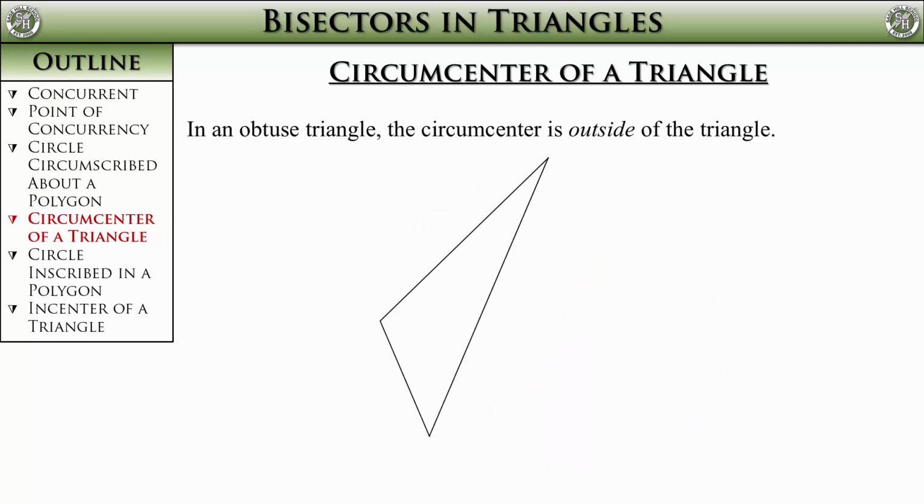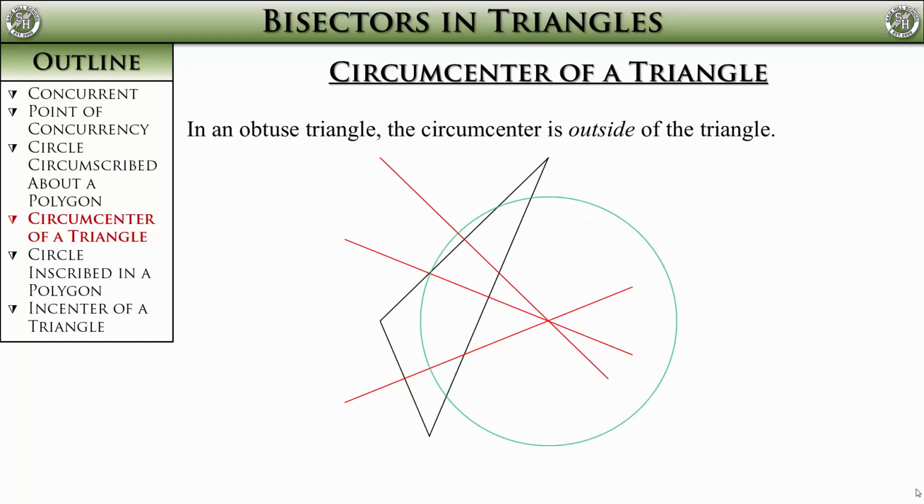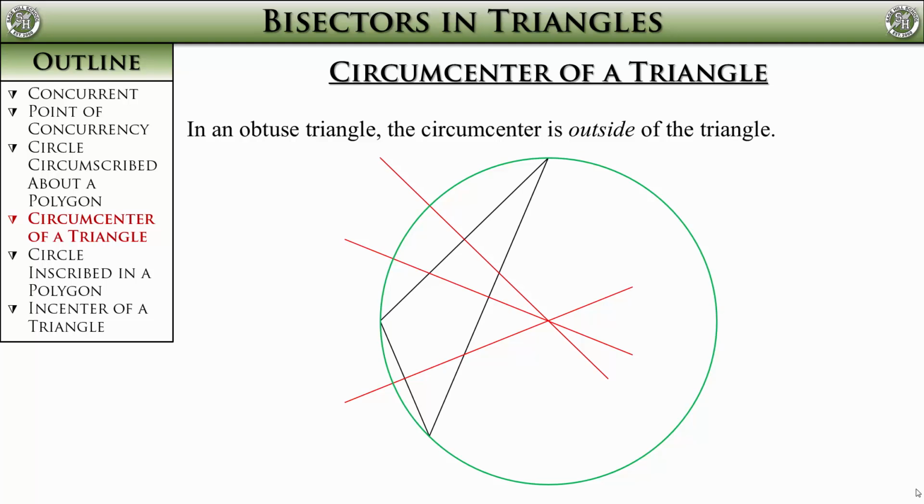But if I work with an obtuse triangle, the circumcenter ends up on the outside of the triangle. Students really don't like that sometimes. They really think it should be inside. But if I draw in the perpendicular bisectors, you can see that they do, in fact, meet outside of the triangle, and the circumscribed circle would look like this. So I know it won't sit well with some of you that the point of concurrency is outside of the triangle, but you'll just have to get used to it.